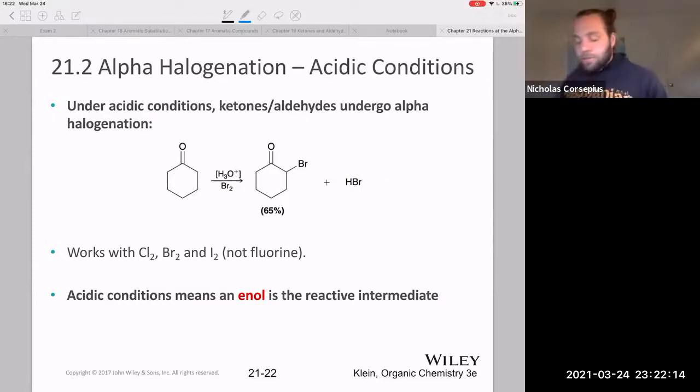So here we start out with our ketone. This first one we're going to cover is under acidic conditions. And of course, notice that we're just going to have substitution on that alpha carbon, right? So there used to be one of those acidic hydrogens here. Now there's this halogen, bromine. You can do it with chlorine, bromine, or iodine. Like usual, fluorine is left out of the bunch.